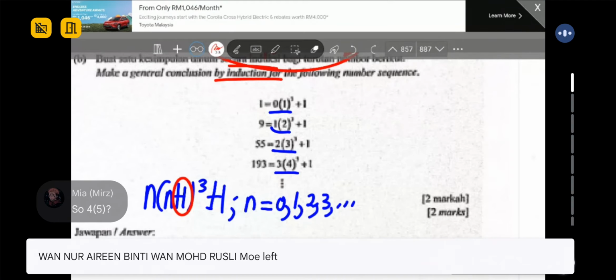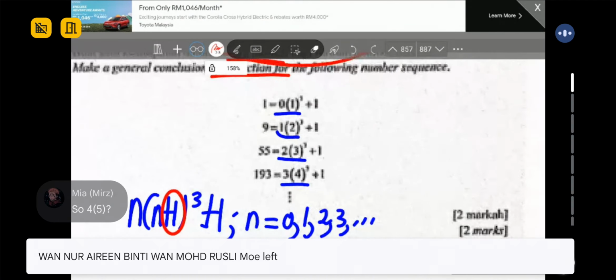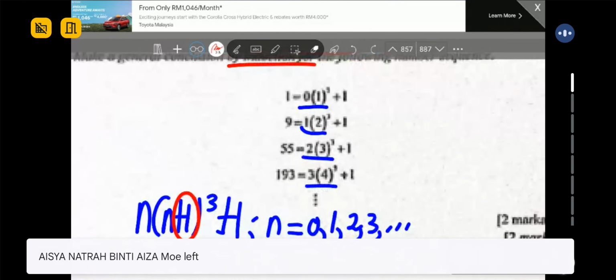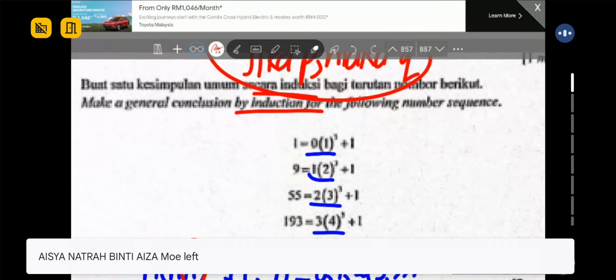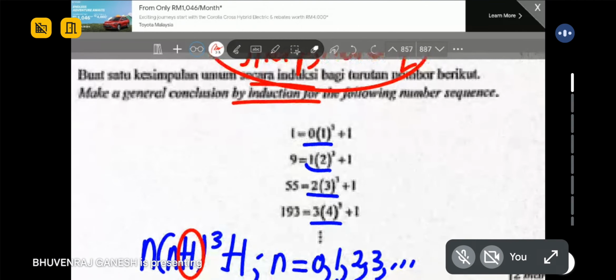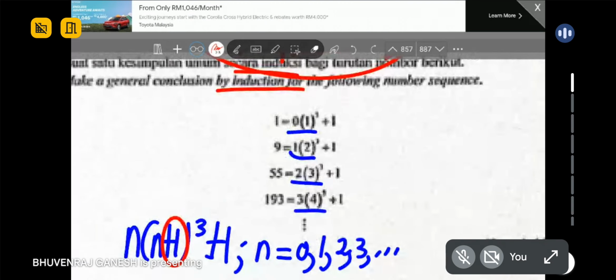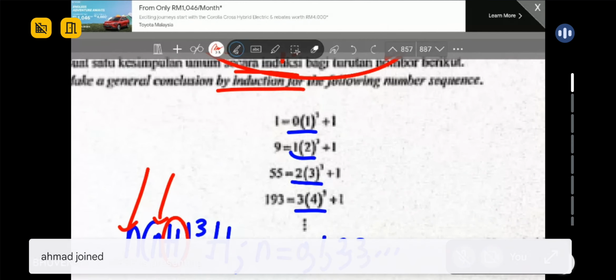Very simple. 4 times 5. No. You must write general formula, Mia. Now they ask you induction. Buat kesimpulan secara induksi. So formula dia kena am. Faham tak? Okay, you must write general formula. General formula maksudnya dia ada simbol n. Ingat. Okay, rumus yang am maksudnya ada simbol n.